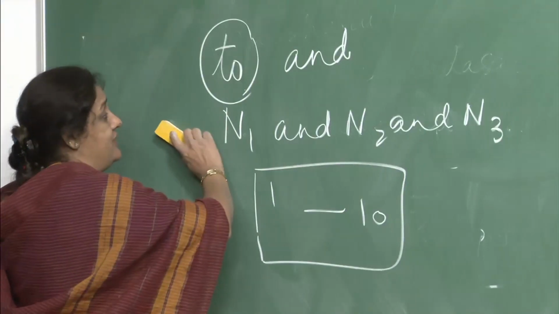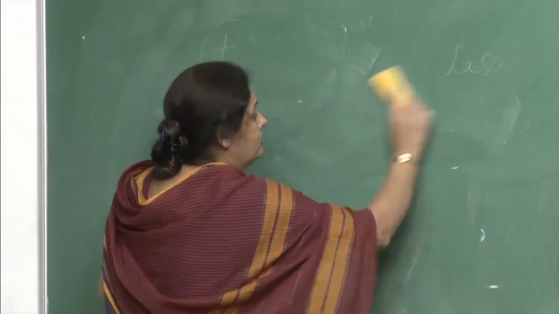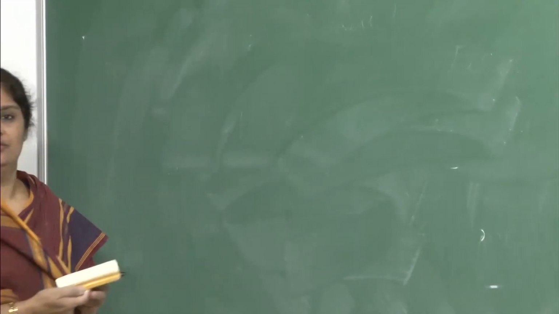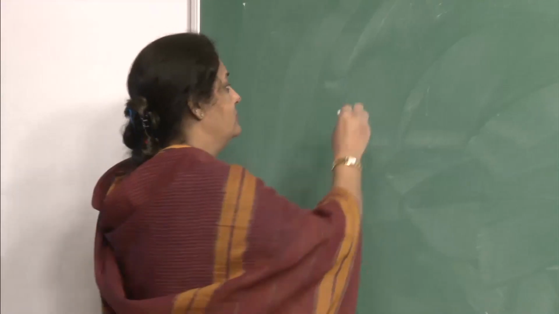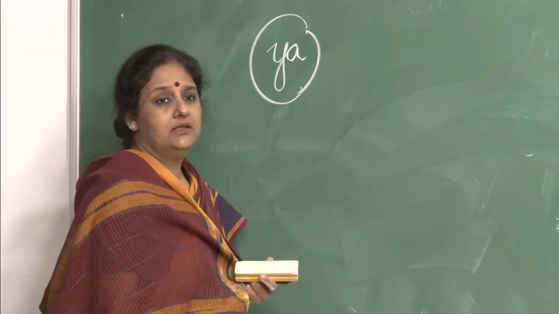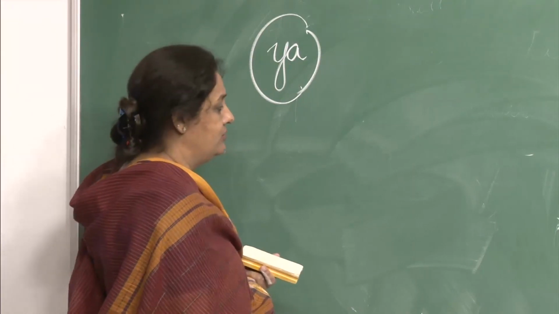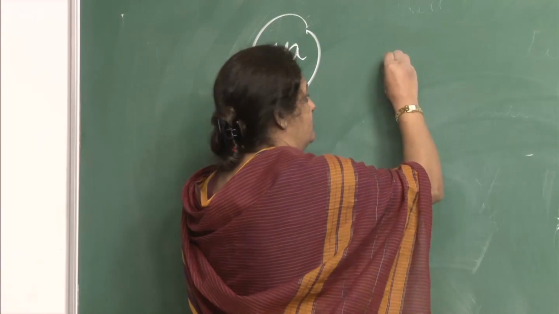But if it is a very, very large number, if it is a lot of things somewhere, what do you do? You cannot list all of them. So, what do you do? Well, to do that you will use particle ya. Now, what does ya do? Ya also does exactly what to does.